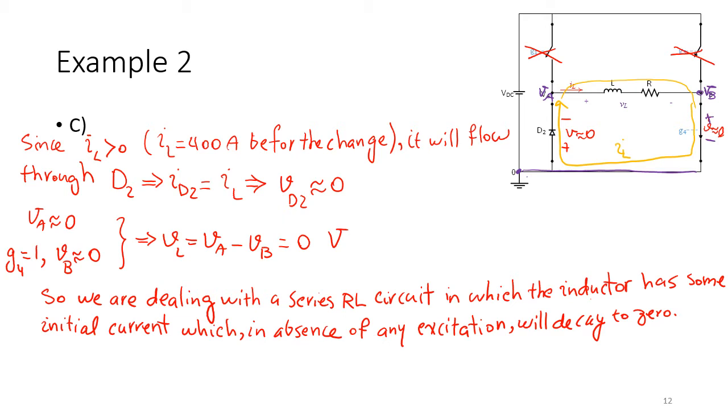So the IL(t) formula will be final value plus initial value minus final value, times e to the minus t over tau. So it approaches 0 exponentially. It never crosses 0.